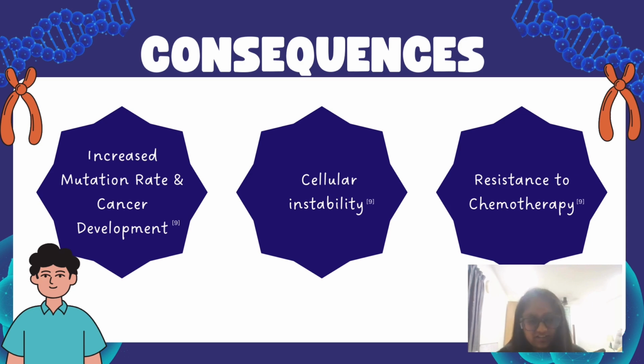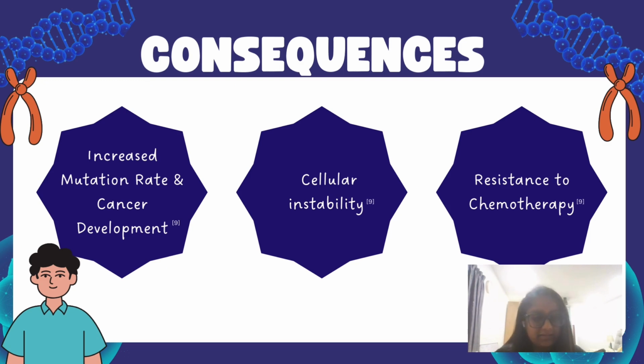So a malfunctioning MMR pathway is commonly associated with microsatellite instability. And if you're unaware of what microsatellites are, they are short and repetitive DNA sequences that are found in the genome of organisms. Now, this condition basically refers to the accumulation of errors in these sequences, and this is often observed in various types of cancers, specifically in colorectal cancer.